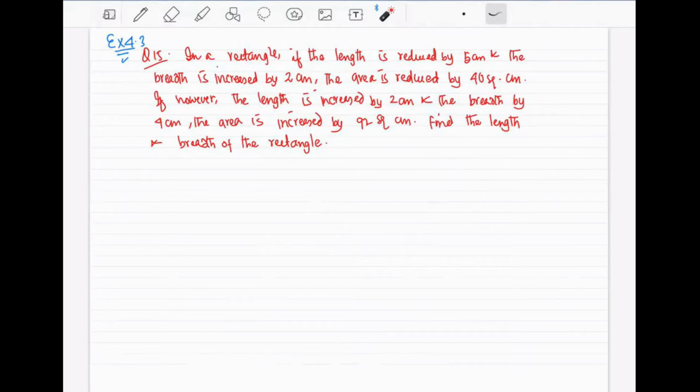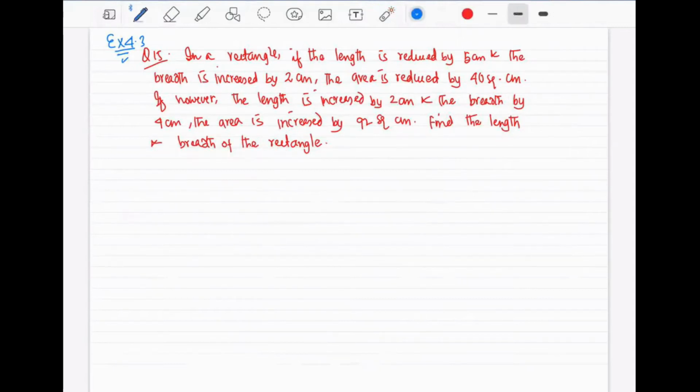Let's see. In a rectangle, if the length is reduced by 5 centimeter and the breadth is increased by 2 centimeter, the area is reduced by 40 square centimeter. Remember, in the beginning of understanding the question, you don't need to understand what part is this, what part is this. Just need to understand what are the unknowns that you should take as x and y. Okay. If, however, the length is increased by 2 centimeter and the breadth by 4 centimeter, area is increased by 92 square centimeter. Question is to find the length and the breadth of the rectangle.